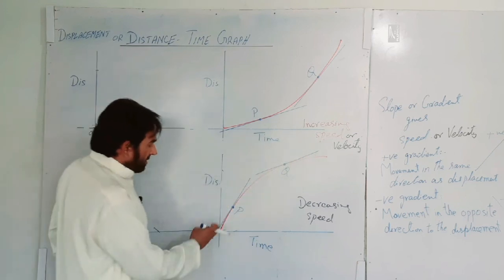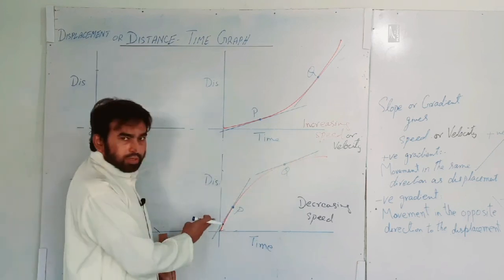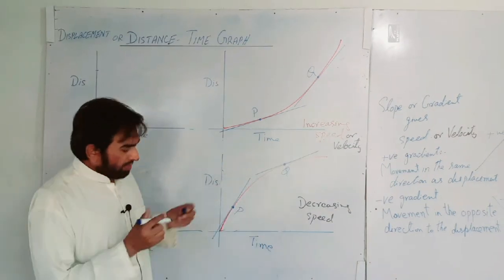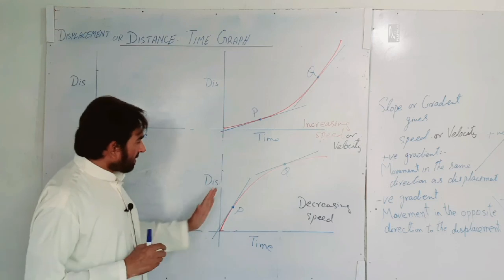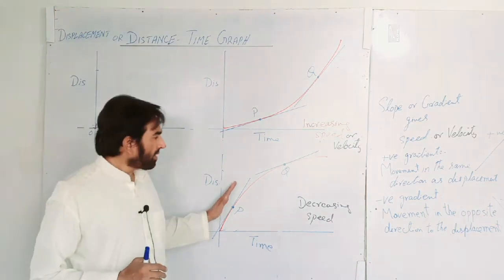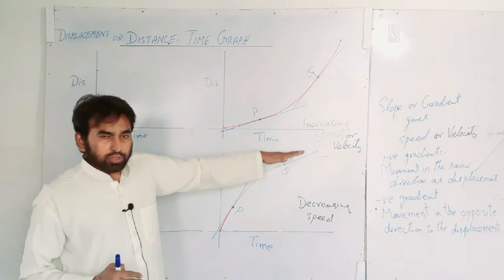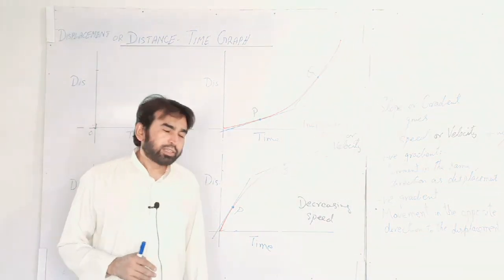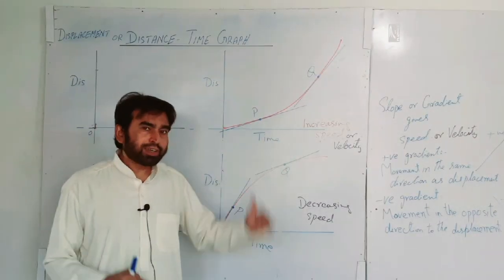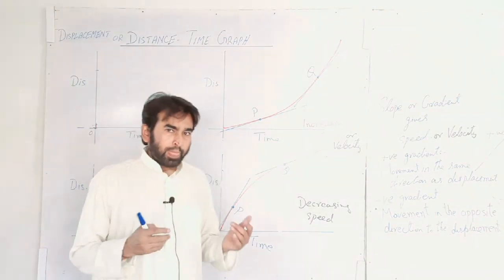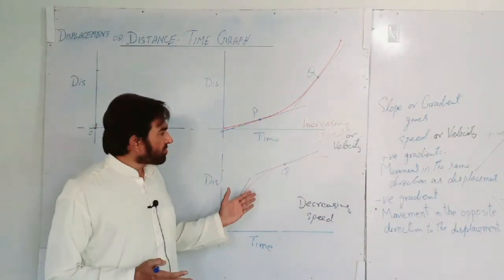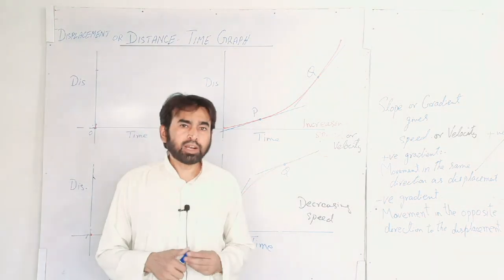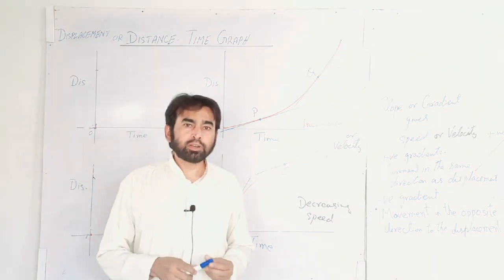So here you can see that the tangent was more steep. Here the tangent is less steep. From the steepness we can conclude that here the speed was greater but here the speed is lesser. So this trend of the gradient of the tangent is showing that the speed or velocity is decreasing. So it is very much clear that the slope or the gradient of the distance time graph gives you the speed or velocity.